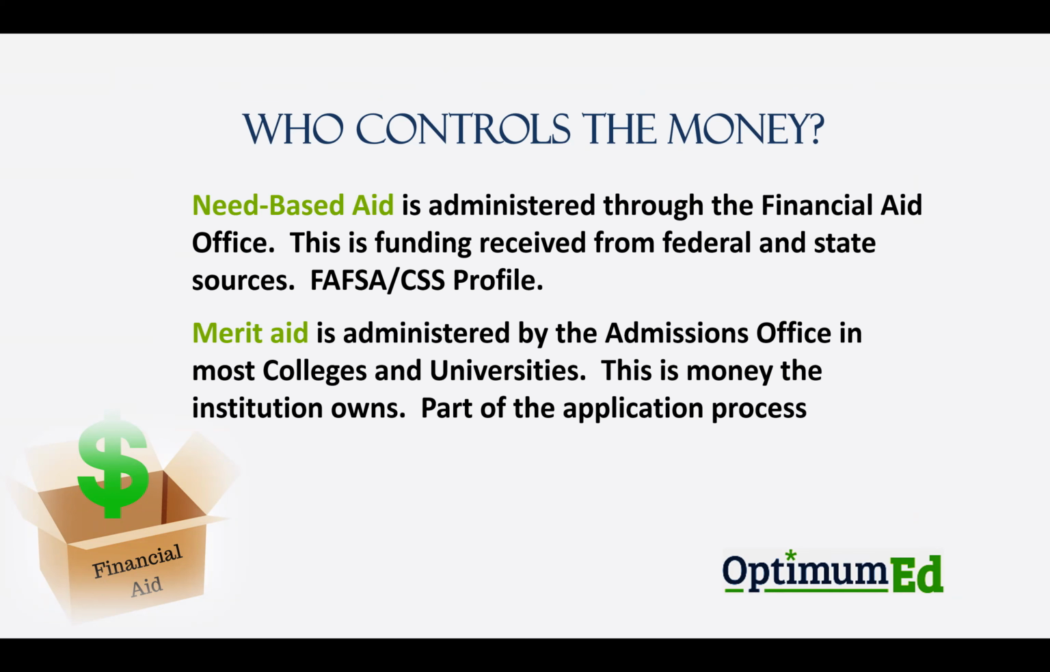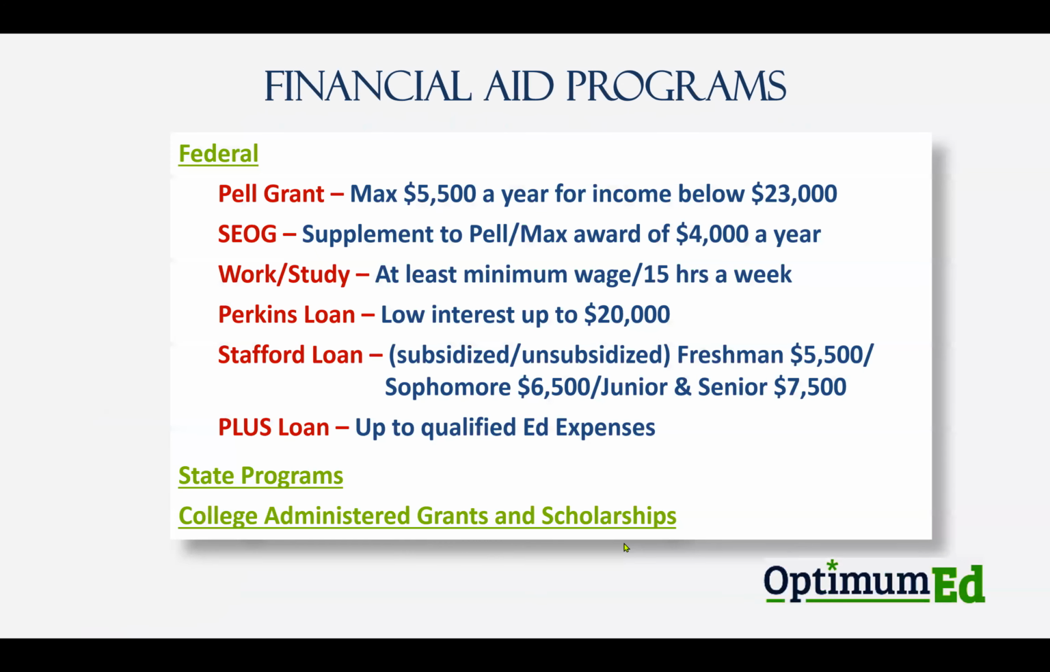Merit aid is administered by the admissions office, as we said before. In most cases, you're looked at for entrance, but also for merit aid when you apply. This is money that the school owns, and you see up there FAFSA and the CSS Profile, two different ways of determining need, and we'll talk about that in a future video.